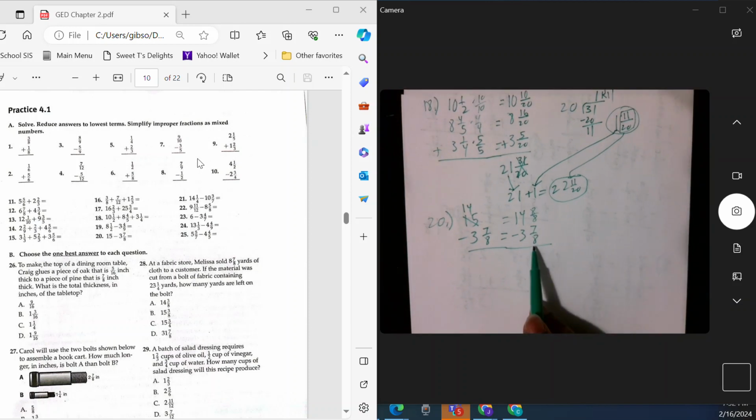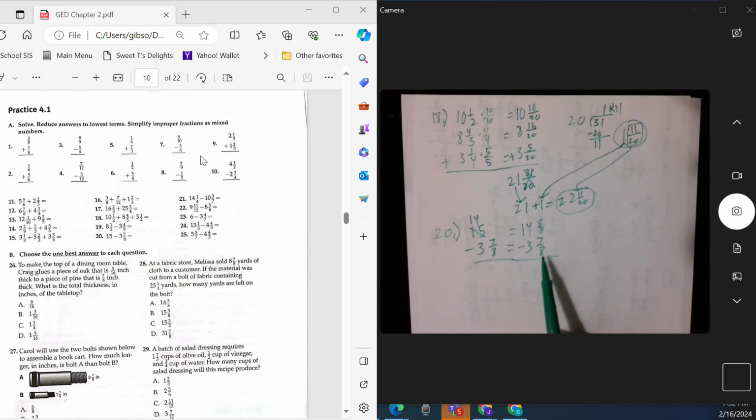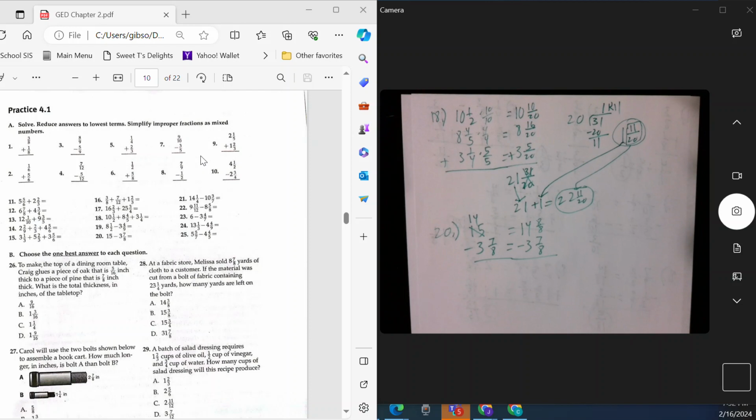Now, if this denominator was 9, it would be 9 over 9. If this denominator was 10, it would be 10 over 10. And the reason being is, remember, we're trying to subtract. So if we're trying to subtract, we want the denominators to be the same. So that is why we convert that 1 to have the same denominator as the fraction we have.